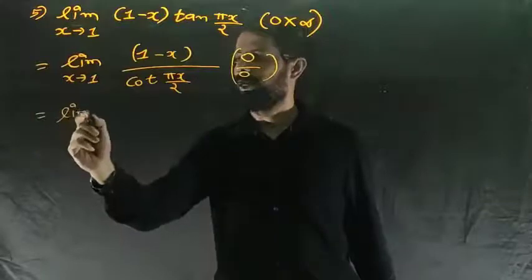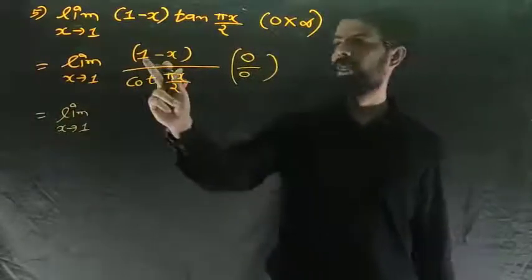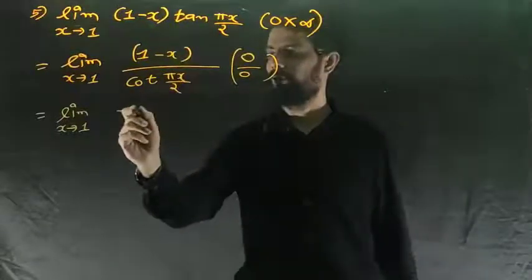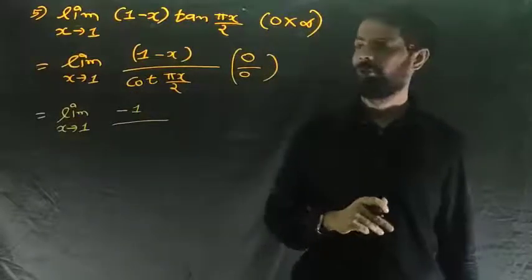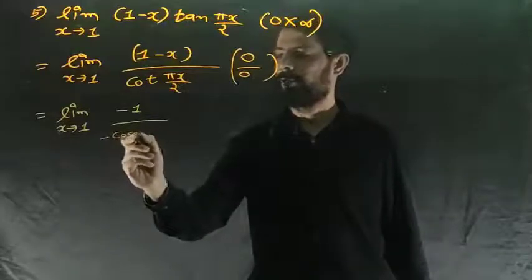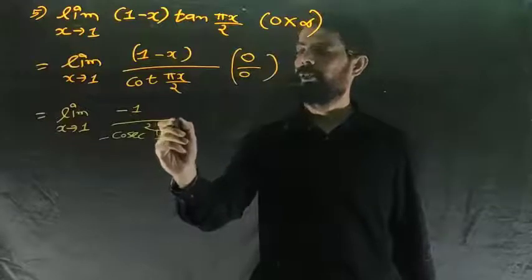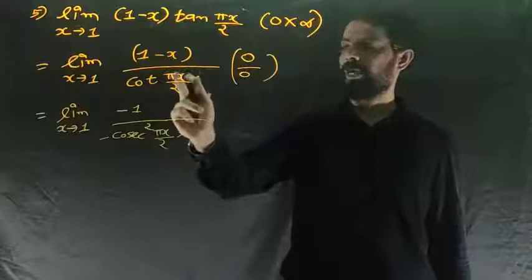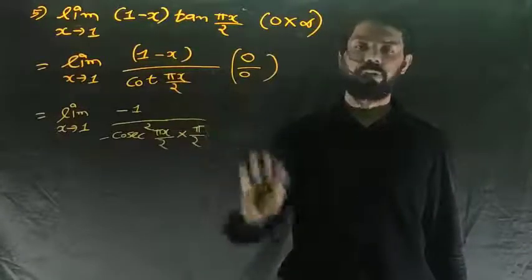Taking derivative individually, first of all the derivative of the numerator: the derivative of 1 is 0, and the derivative of x is 1. So here it will be minus 1 divided by the derivative of cot theta. The derivative of cot theta is minus cosec square theta. So it will be minus cosec square pi x by 2, then into the coefficient of x, that is the derivative of pi x by 2, which will be pi by 2, because the derivative of x is 1.